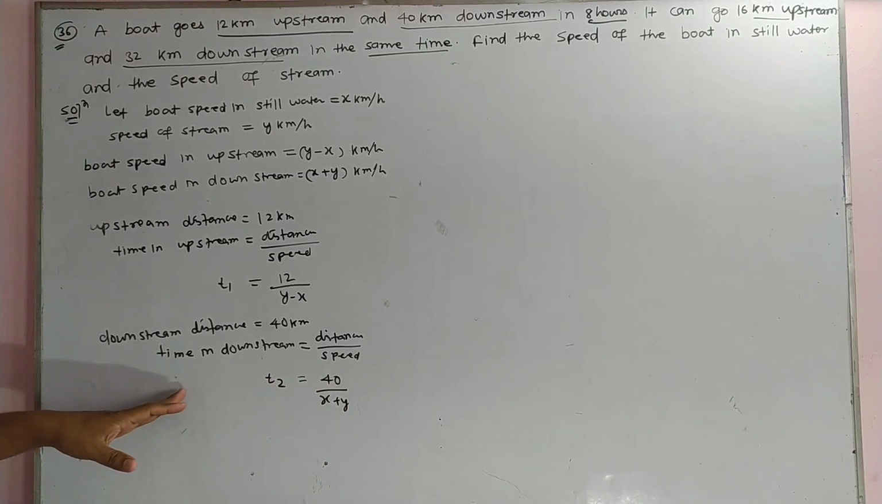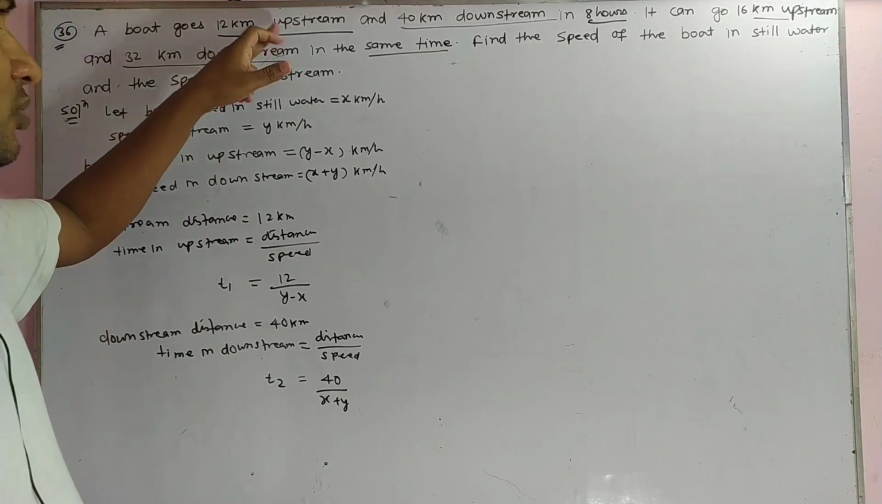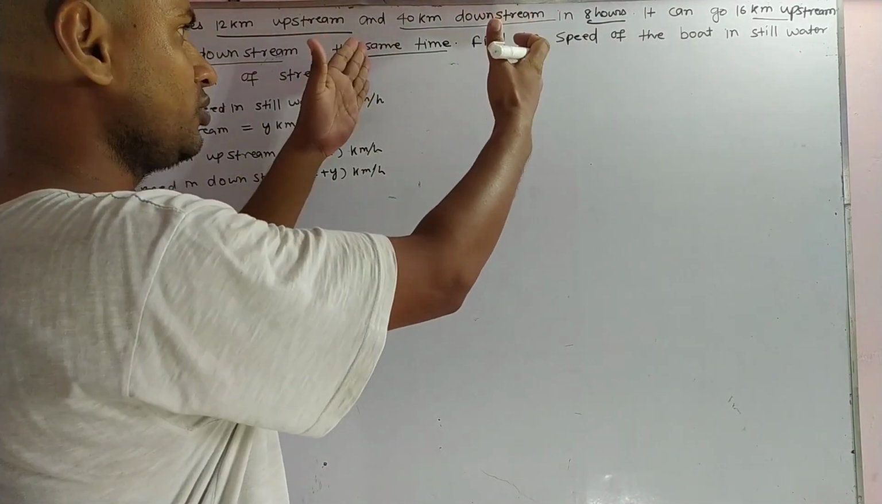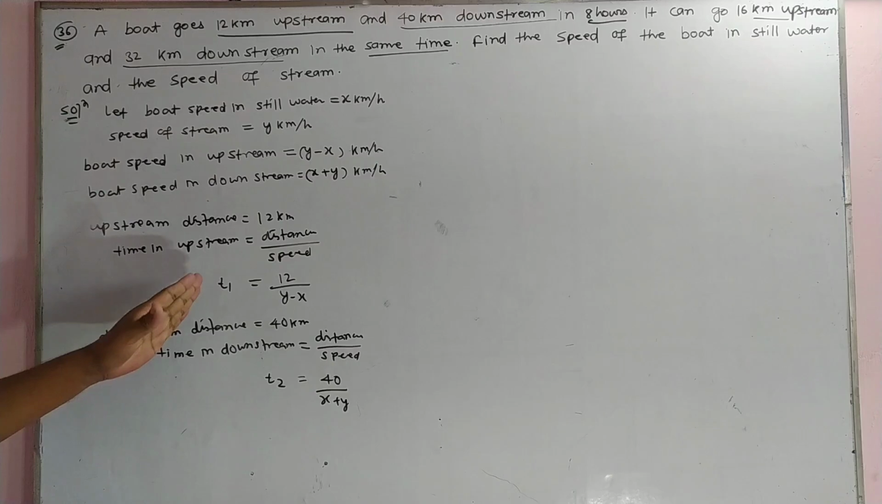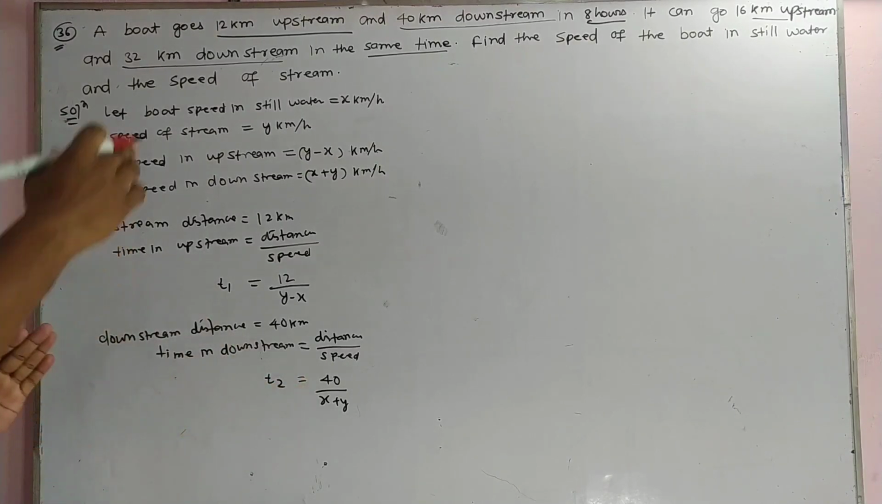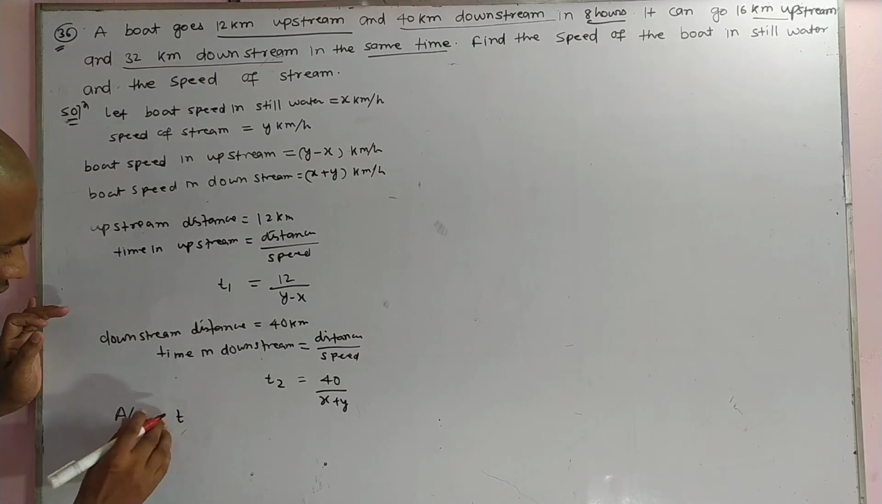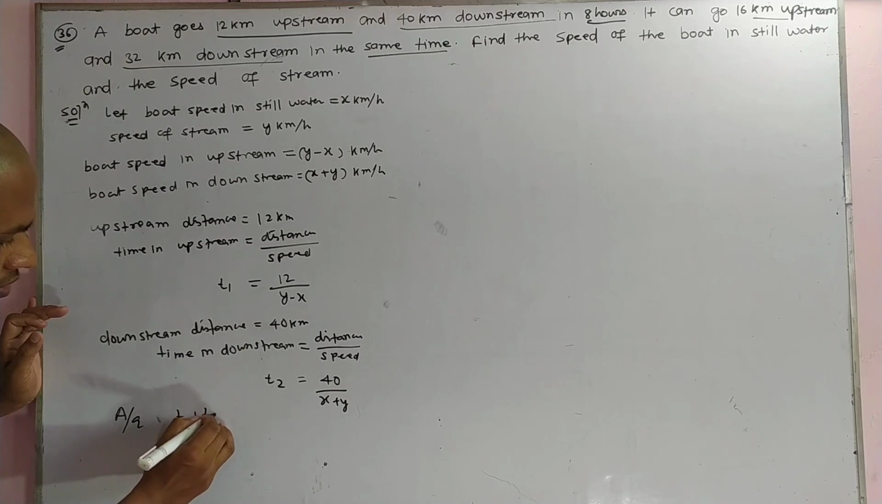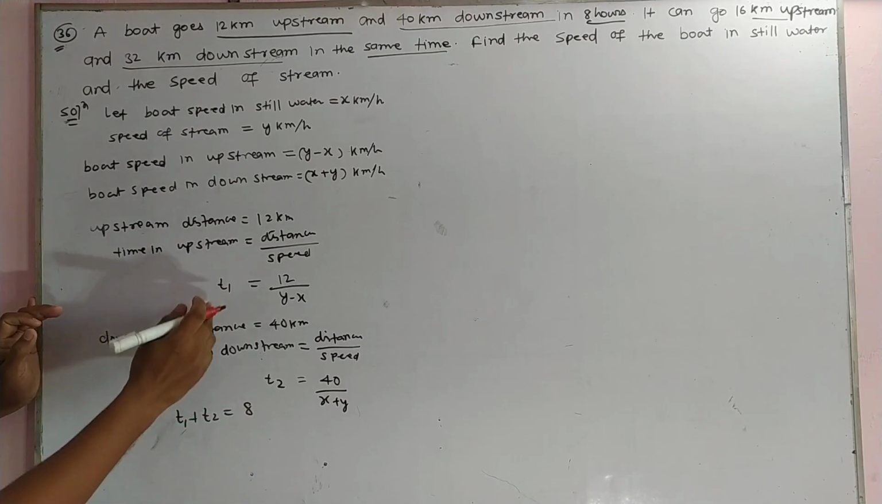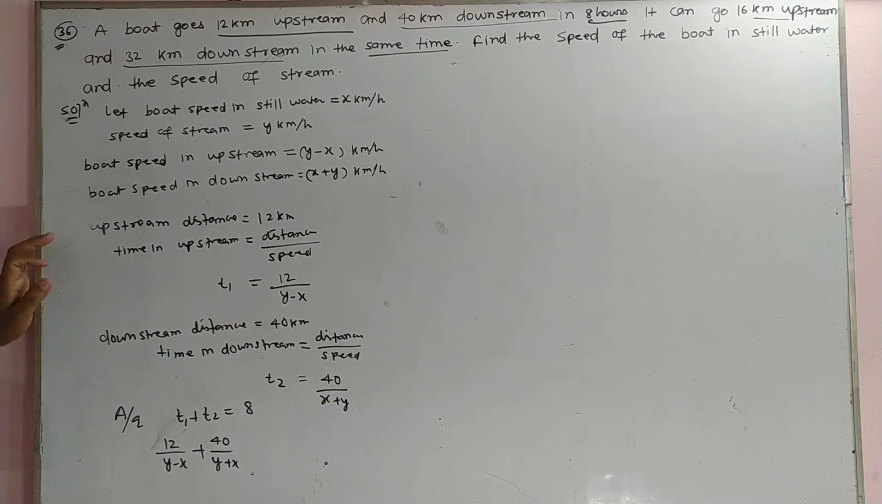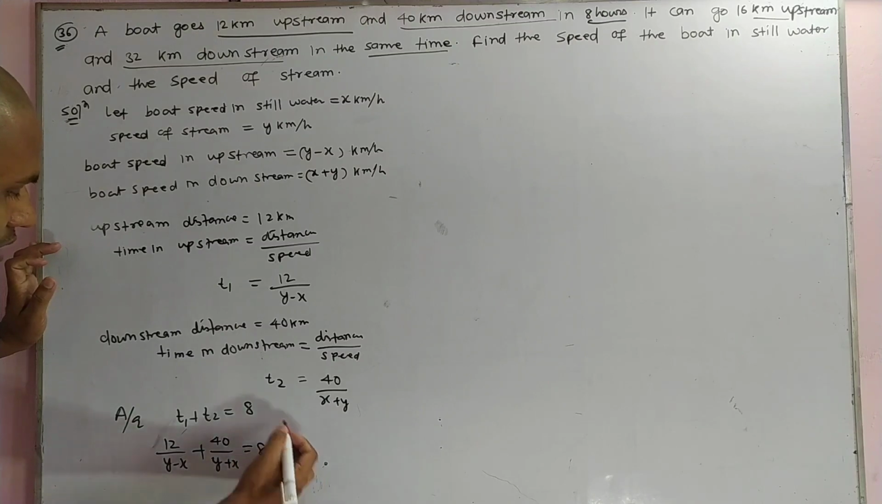According to the question, a boat goes 12 km upstream and 40 km downstream in 8 hours. It means that the 12 km and 40 km together take 8 hours. So if you add t1 plus t2, it will equal 8 hours. So t1, that is 12 divided by y minus x, plus t2, that is 40 divided by x plus y, equals 8. That is equation number 1.